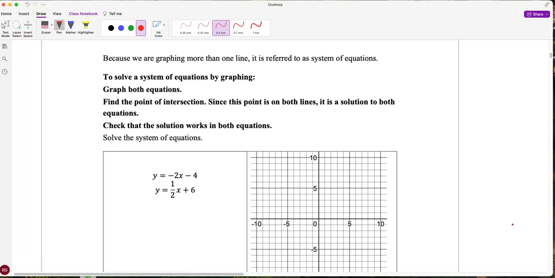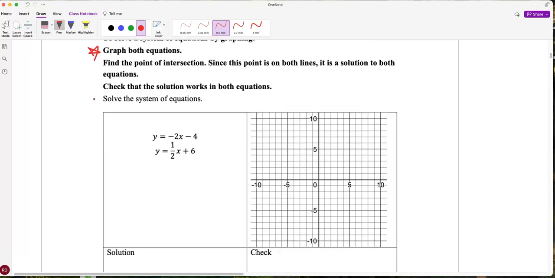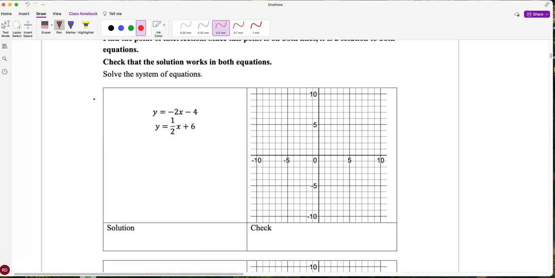What you want to do, you want to graph both equations. You want to find the point of intersection, if there is one on both lines, then that is a solution to both equations. If it truly is a solution to both equations, it should solve both equations, and I can check it. So let's look, for example, in this one.